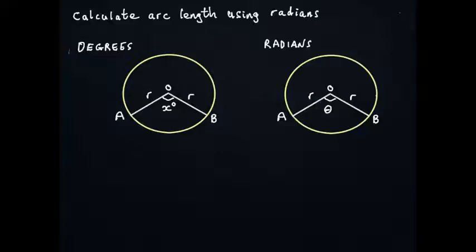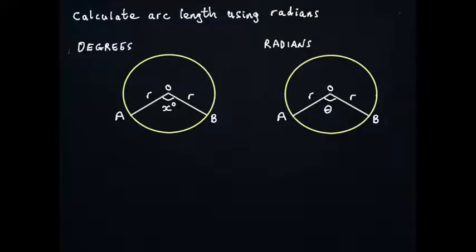How to calculate the length of an arc using radians? The diagram on the left shows a circular arc AB, which subtends an angle x degrees at the centre O of a circle of radius r. The diagram on the right is identical, except the angle theta is now a radian measure. Notice that the arc length is directly proportional to the subtended angle. If the angle x is increased, then the arc length increases by the same proportion.